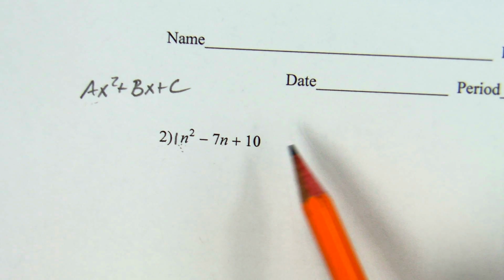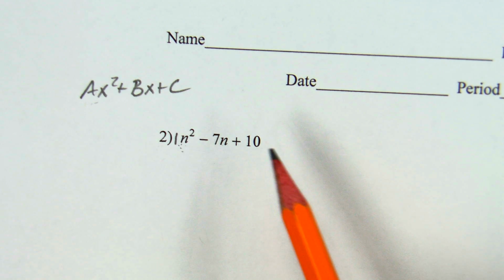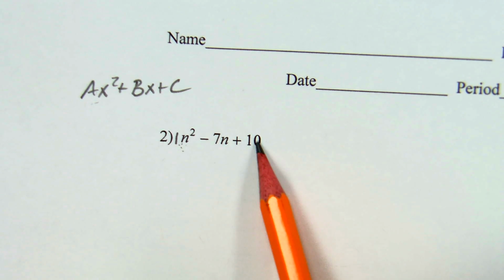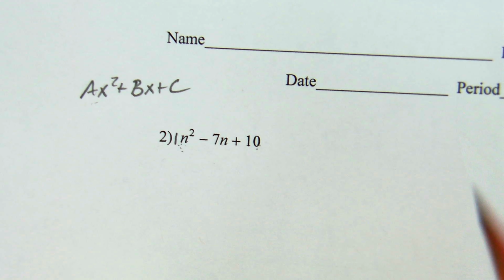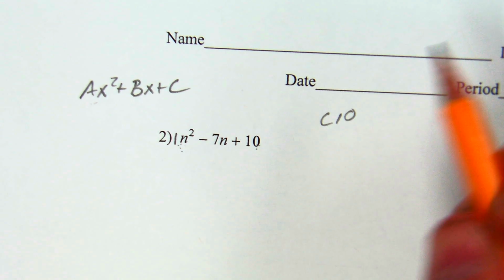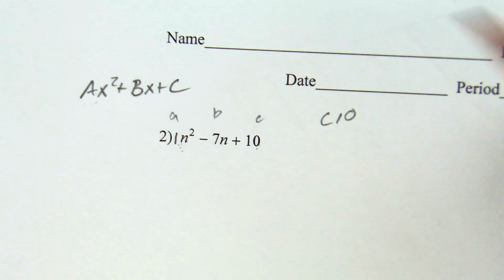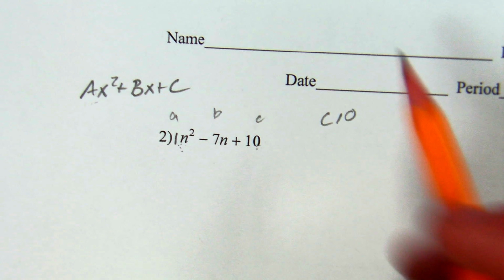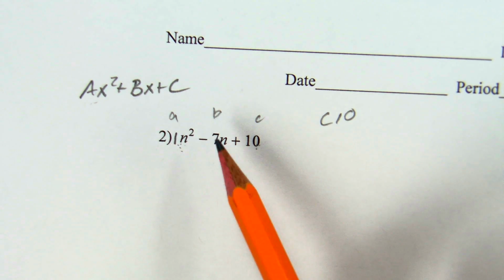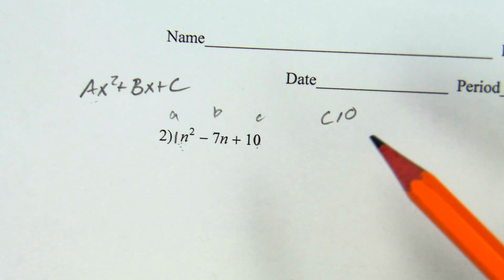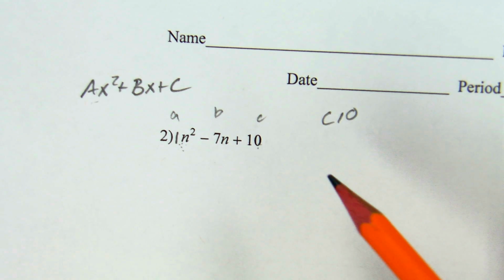But anyway, the name of the game when you're factoring a polynomial like this is you're looking at the c term. Our c term is 10. Our b term is negative 7. And as I said before, our a term is positive 1. You don't need to list it. I'm just identifying it that way when I'm going through the problem, so you understand what I'm talking about. So we're going to start with the c term.